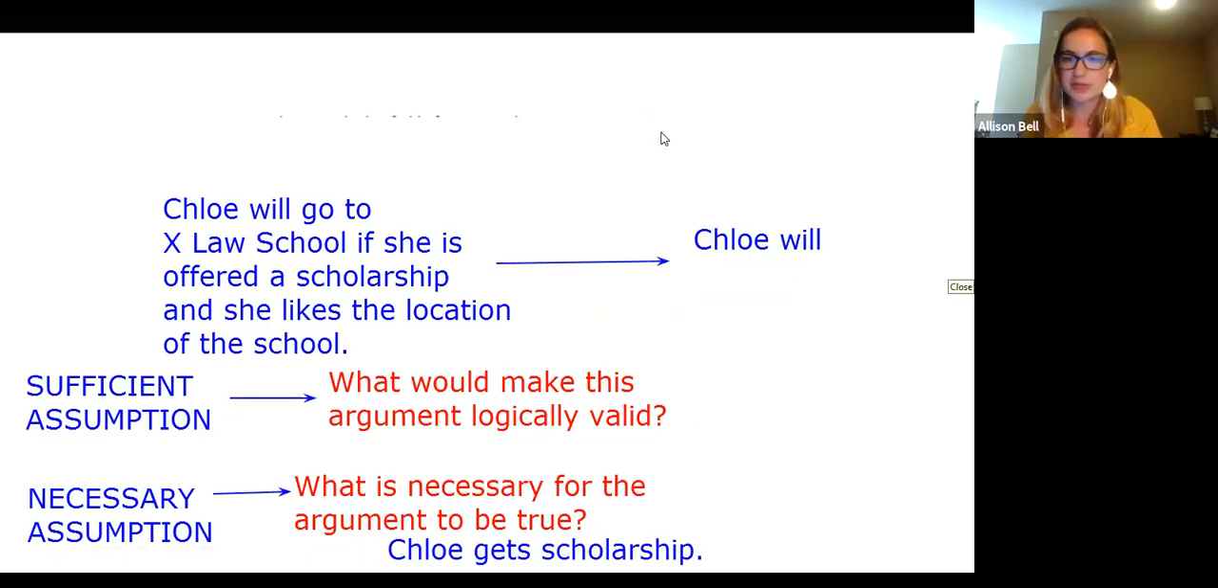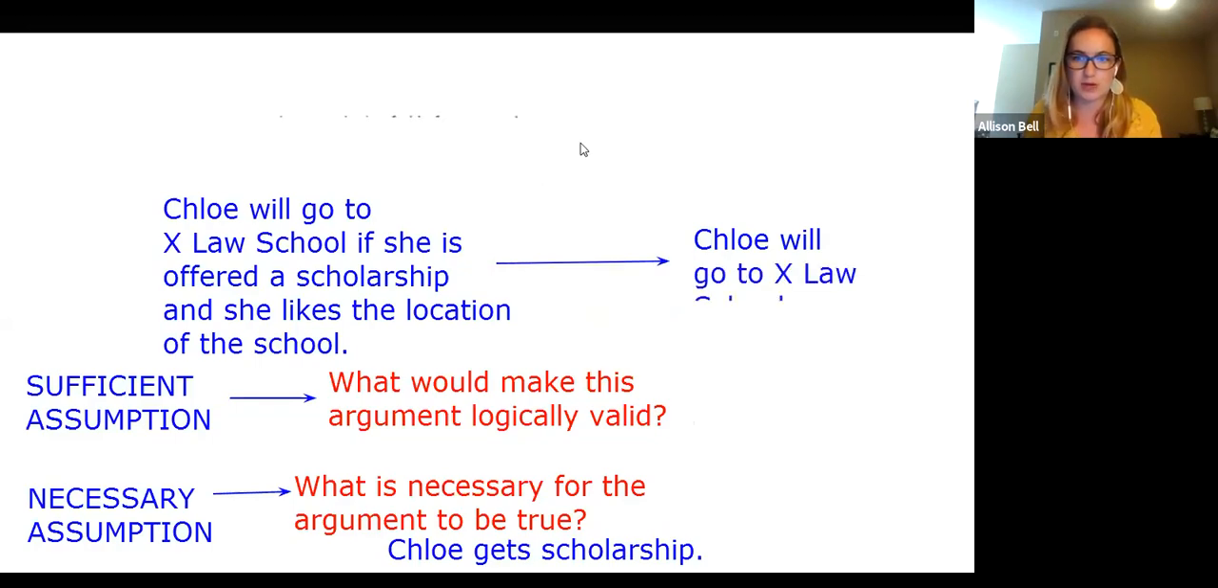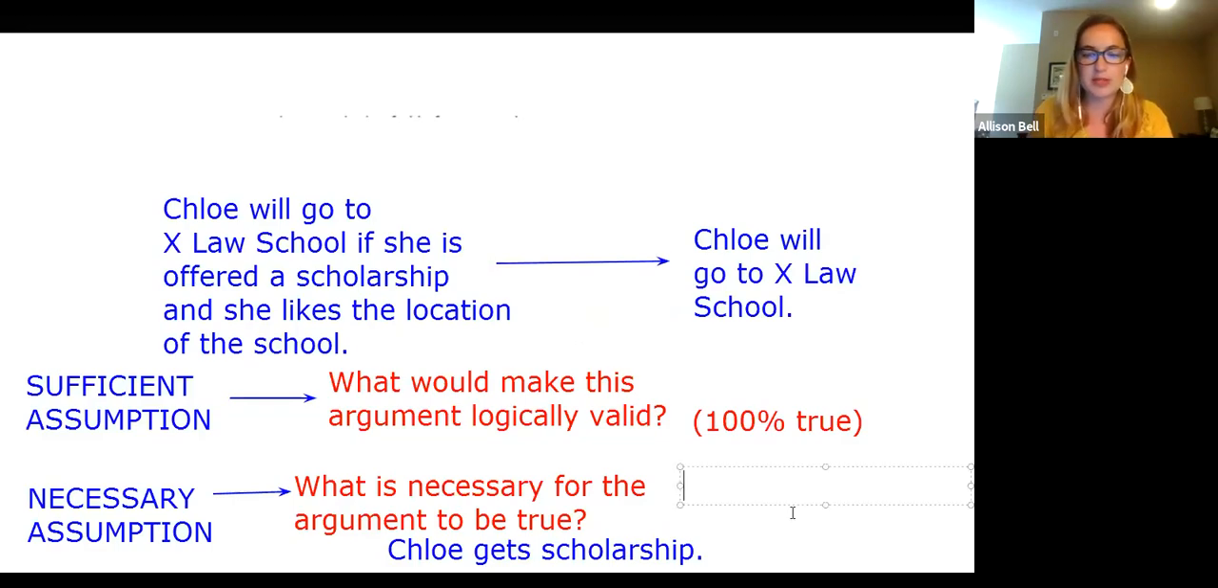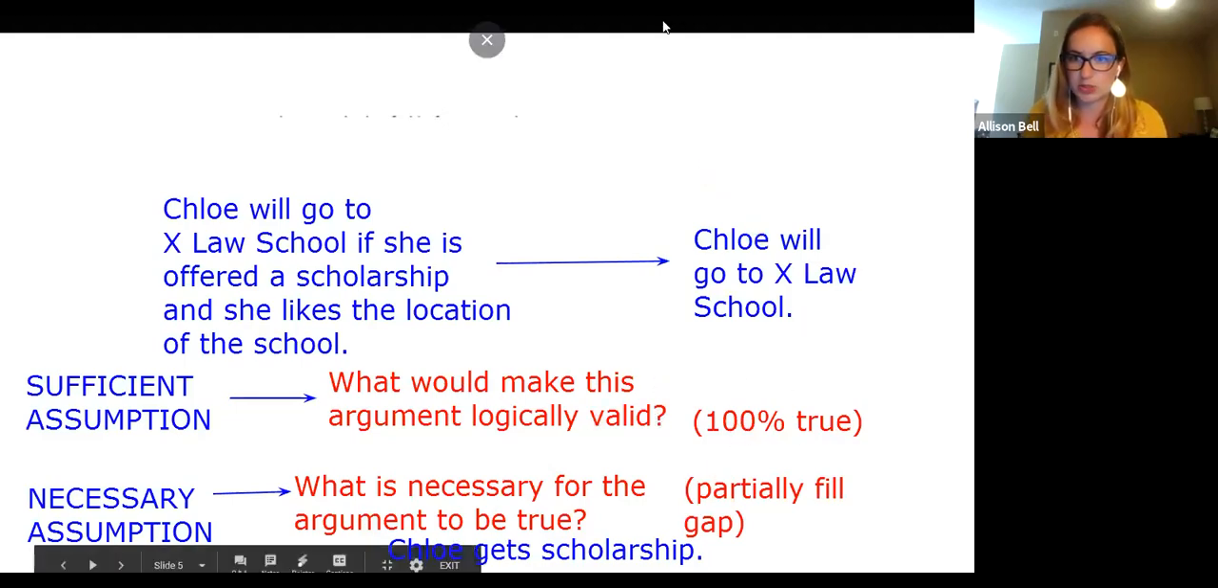Yeah, so I see James bringing up kind of the formal version of what I was just describing, which is the negation test. So we'll talk about that in just a second. I'm just going to make a note off to the side. So for a necessary assumption, it's going to do what we call partially fill the gap. It has to be true in order for the argument to have legs to stand on, but it doesn't have to meet the same criteria that a sufficient assumption does of making an argument 100% true.